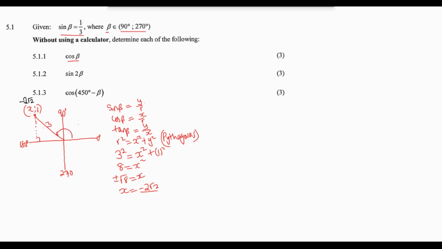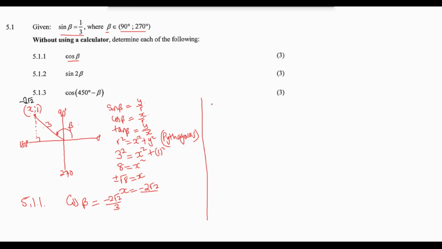Okay, so now with this we can answer our questions. It says cos beta. Cos beta is x over r. Our x is negative 2 root 2, our r is 3. So cos beta is equal to negative 2 root 2 over 3. That's the answer there.